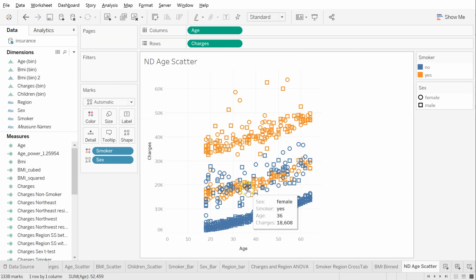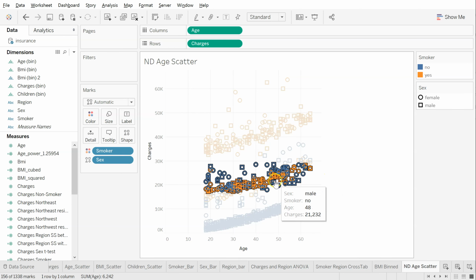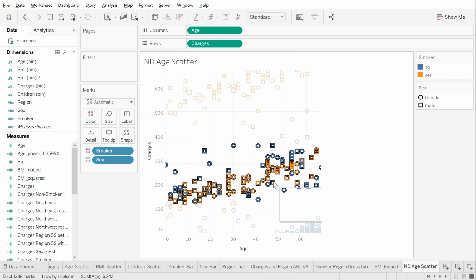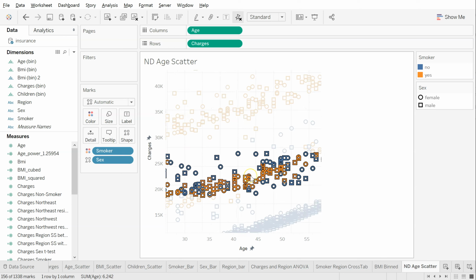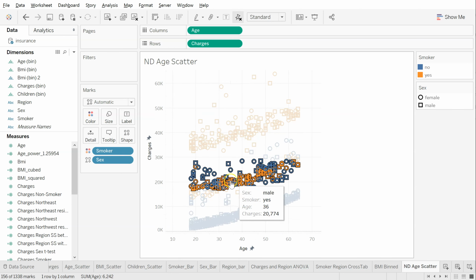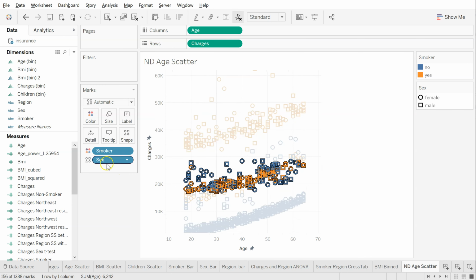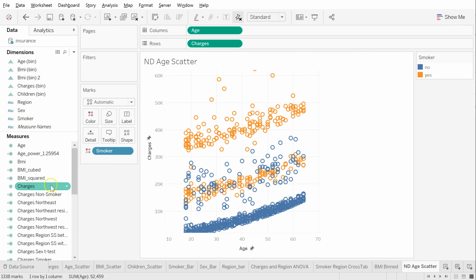Well, what I can do to help this is I'm going to grab this section right here, and zoom in on that a little bit. Let's see here. It looks to me like I've got a pretty even mix of squares and circles still. I don't think sex is really explaining it. So I'm going to pull that one back out. And let's go with something else.